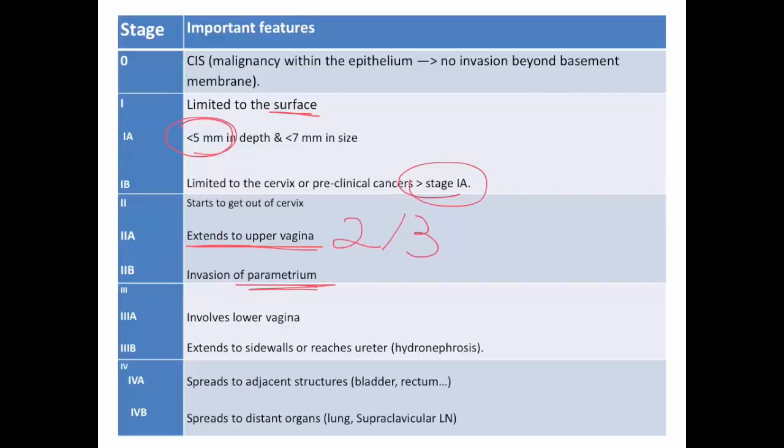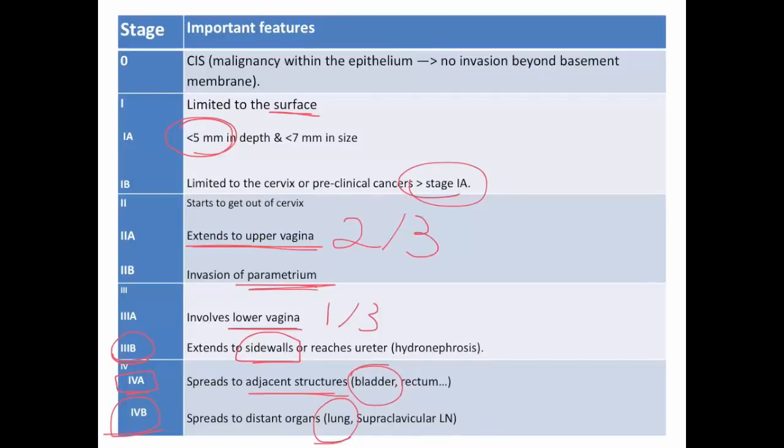Stage 3A if it goes to the lower vagina, which we said is the lower 1/3, or 3B if it goes to the side walls, okay, or the pelvic wall. Stage 4 we said is metastasis. So metastasis either to 4A, adjacent structures like the bladder, or 4B, to distant organs, for example, the lung.